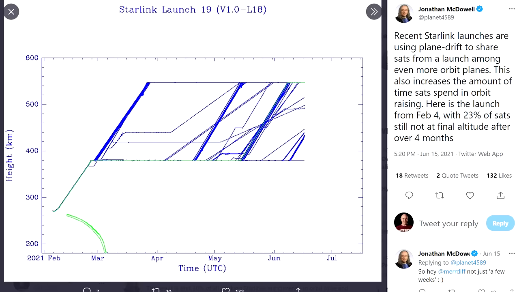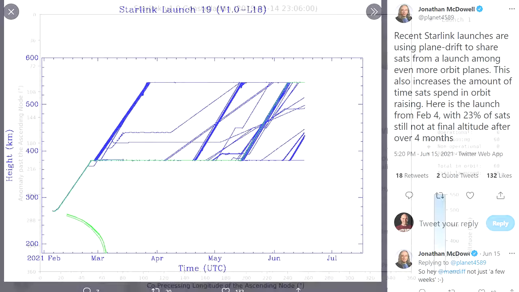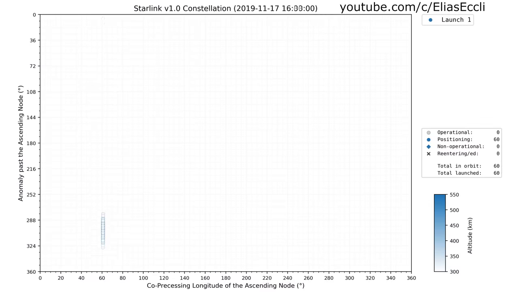Now that covers separation of the satellites into their different orbital planes, but moving or distributing the satellites along a specific orbital plane uniformly, that's interesting to look at as well. So this is an animation by Elias Eccli. I found it posted on the NASA Spaceflight forums. So again, along the horizontal axis, you've got the longitude of the ascending node, which is pretty much where the satellites cross the equator relative to the stars. And on the vertical axis, you've got the angle along the orbit.